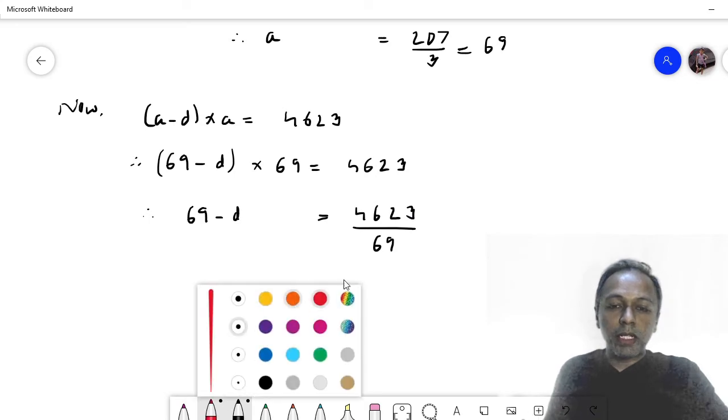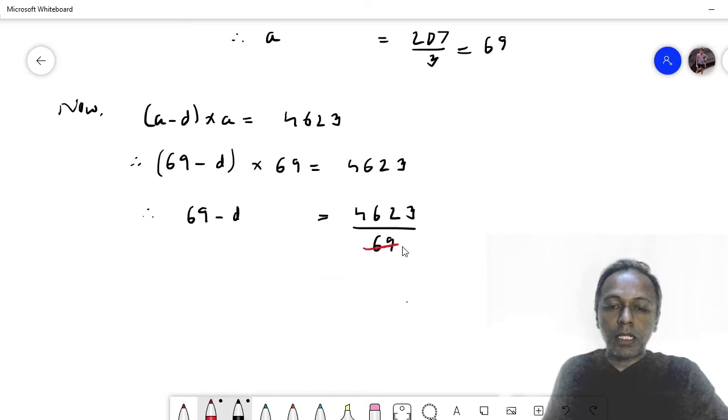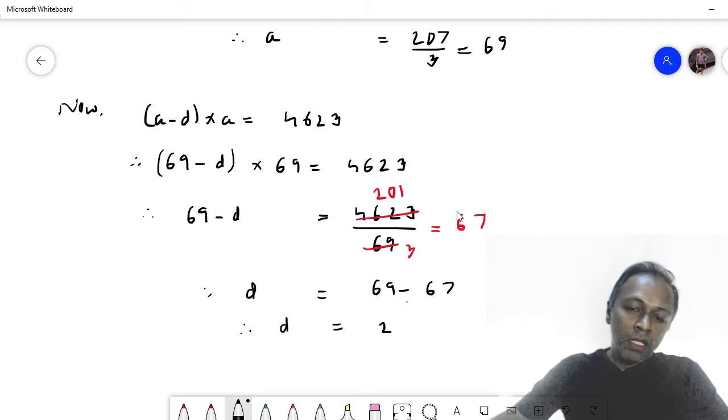We can try with 23 as planned. 23 3s are 69, 23 2s are 46, then 0, 1. Don't forget 0. And then again on reduction, 201 upon 3 is easy. 6 7s are 42, 21 is remainder, 67 will come here. Therefore D becomes equal to 69 minus 67. Therefore D is equal to 2.